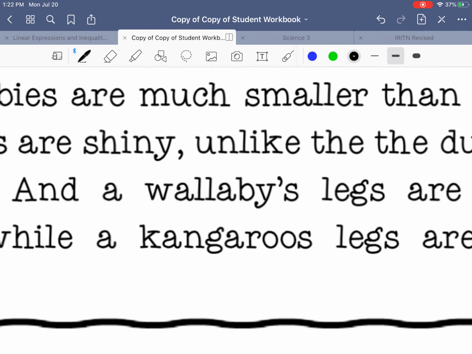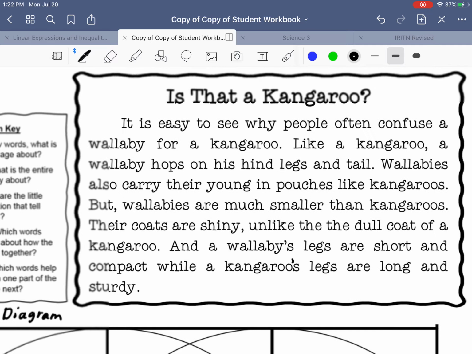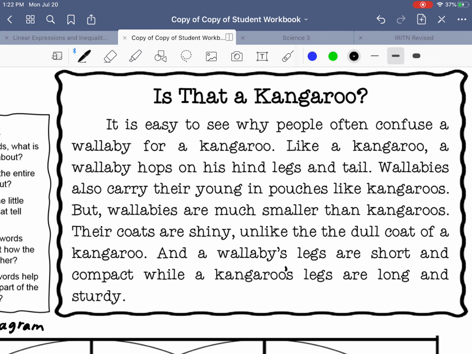And I see a grammar mistake right here. That's a possessive noun, so you need an apostrophe with kangaroo's legs. I did not write this, and the person who did has some serious grammar challenges, but we'll mark them and keep going.